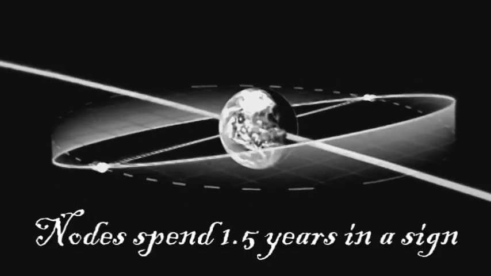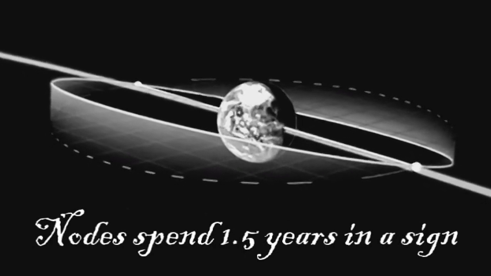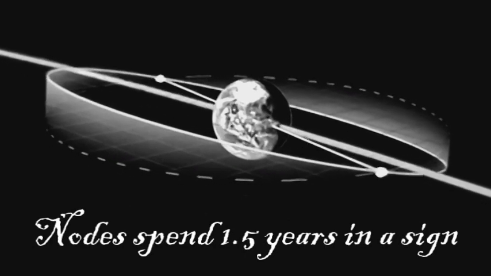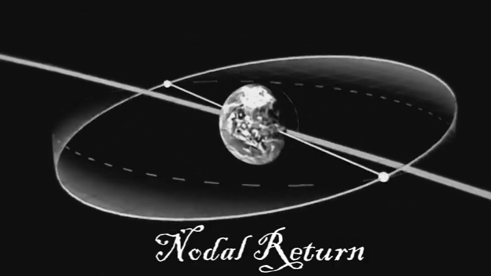Another thing to know about the nodal axis is that the nodes move in a clockwise, or what we call a retrograde direction. The nodes take 18 years and 7 months to return to the position they were in on the day of your birth. This is called a nodal return.